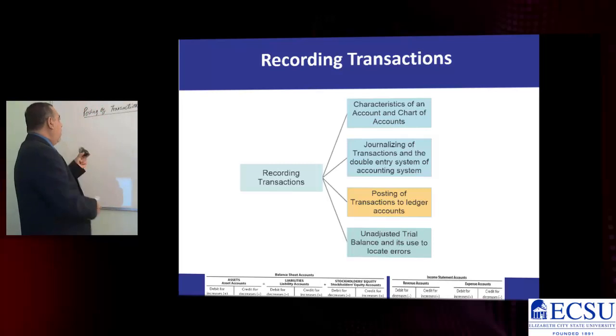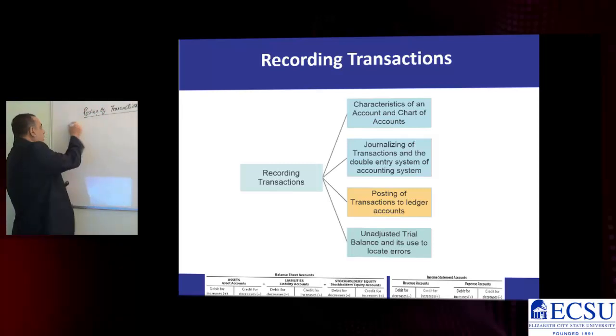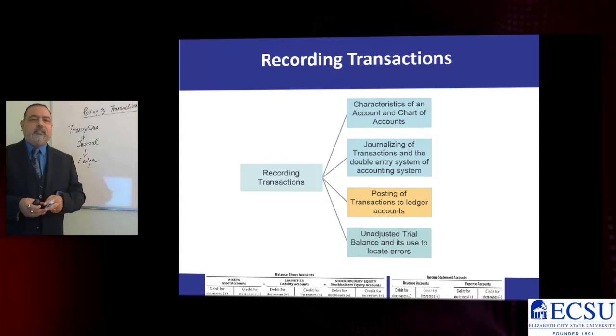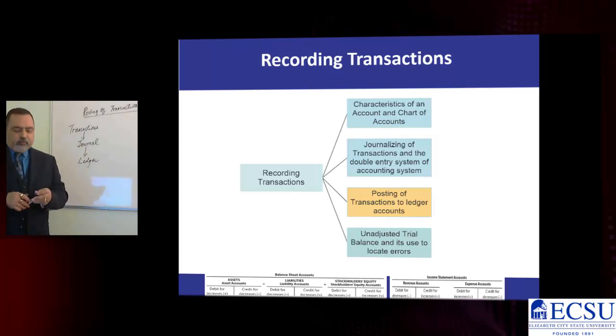So first, we will always be recognizing the transactions, and then once we analyze the transactions, we record them in a book known as a journal. It is also known as a book of prime entry. Then from the journal, we will be posting them to the ledger. So that is the posting of transactions to the ledger account.